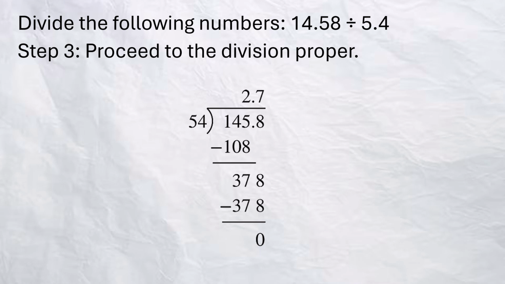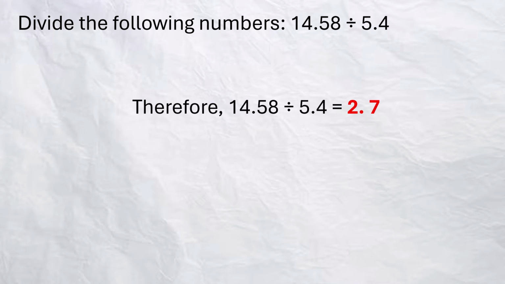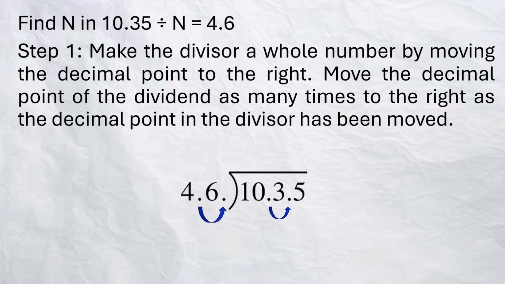After that, since everything is aligned, we can now proceed to division proper. So we have 145 divided by 54, that is 2. 2 times 54, that is 108. 145 minus 108, that is 37. Then bring down 8. 378 divided by 54, that is 7. 7 times 54, that is 378. 378 minus 378, that is 0. So, therefore, 14.58 divided by 5.4 is equal to 2.7. Next, we have the next one.